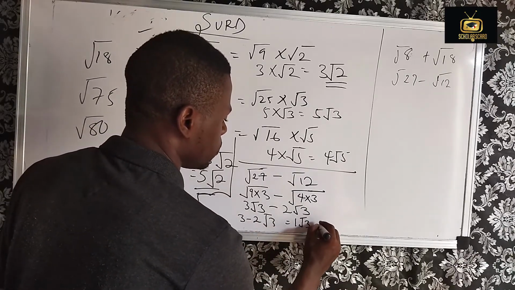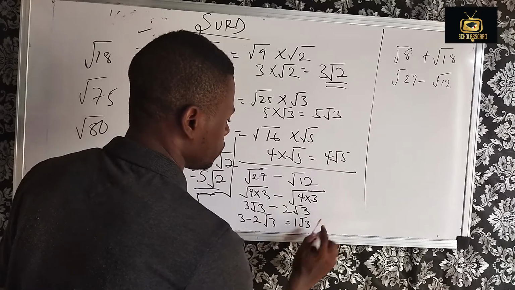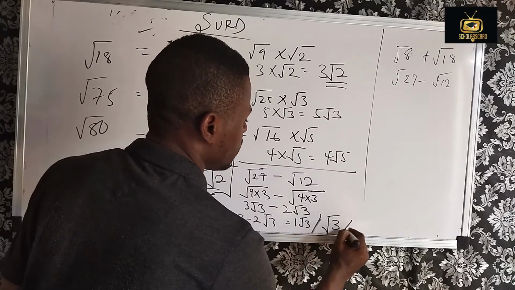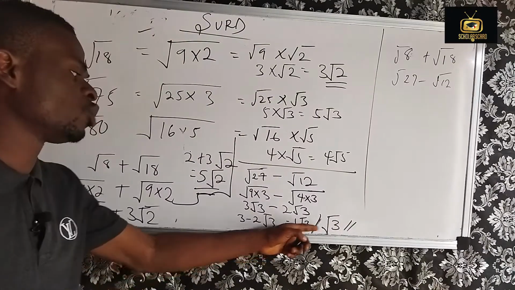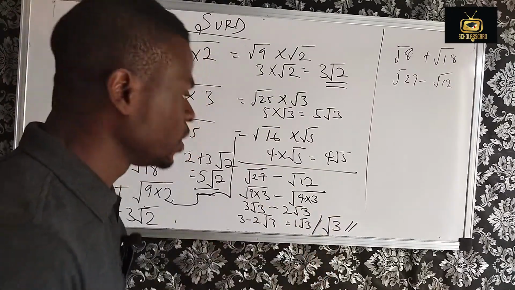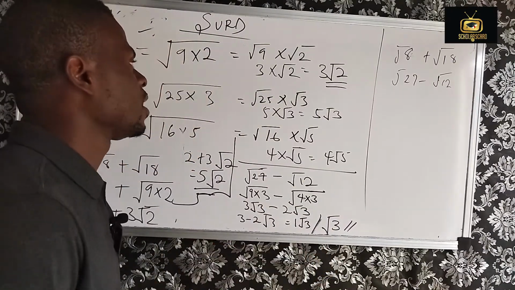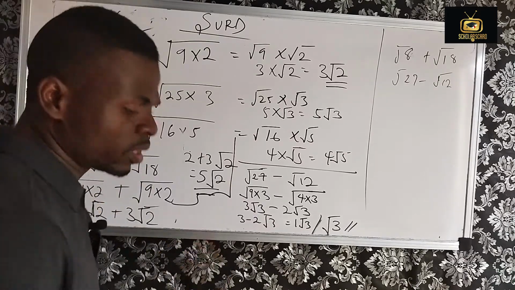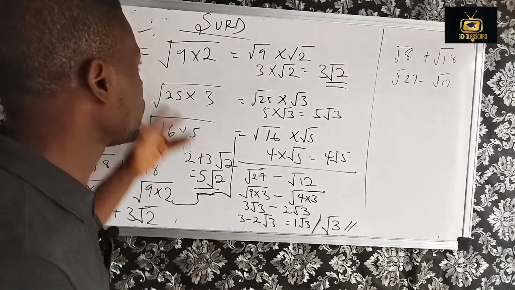Or we say root 3 as our answer, because 1 times root 3 is root 3. So that is our final answer. So that's how you can find addition and subtraction of surds.